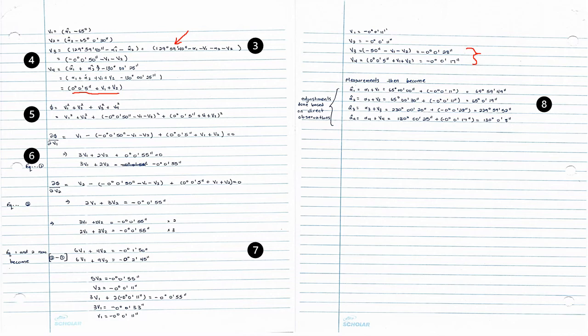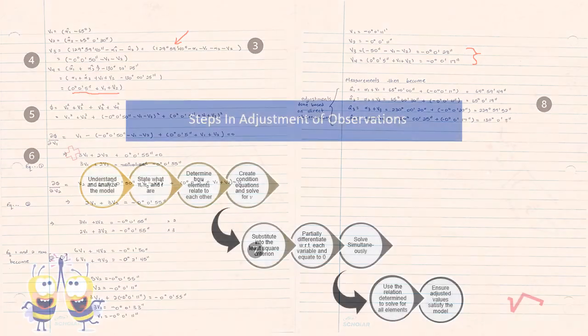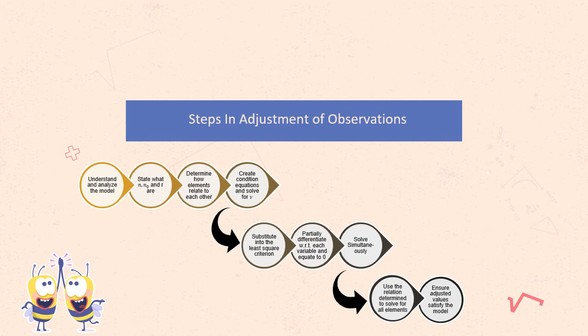These questions have a logical flow to them when solving. We will look at that flow now. It is important to note that this flowchart and these solutions presented here are only applicable to measurements that are uncorrelated and of equal precision. These are the steps.